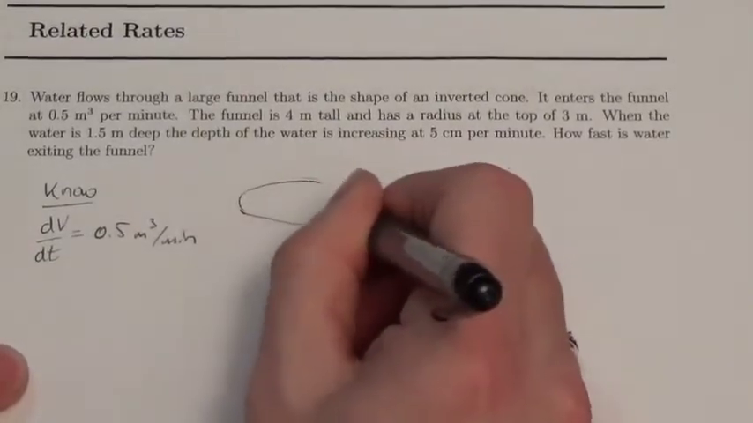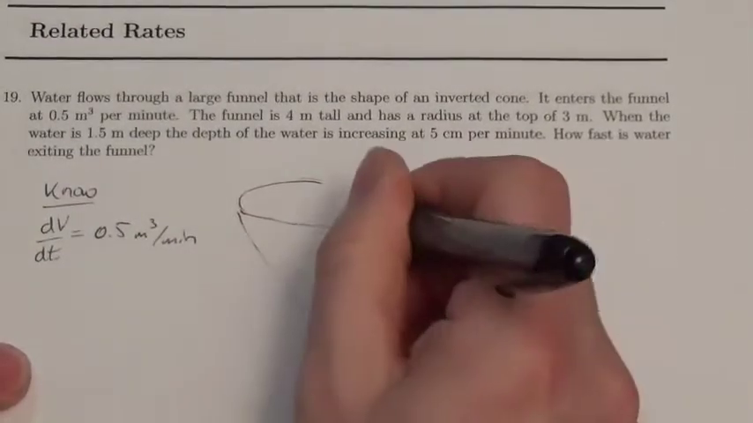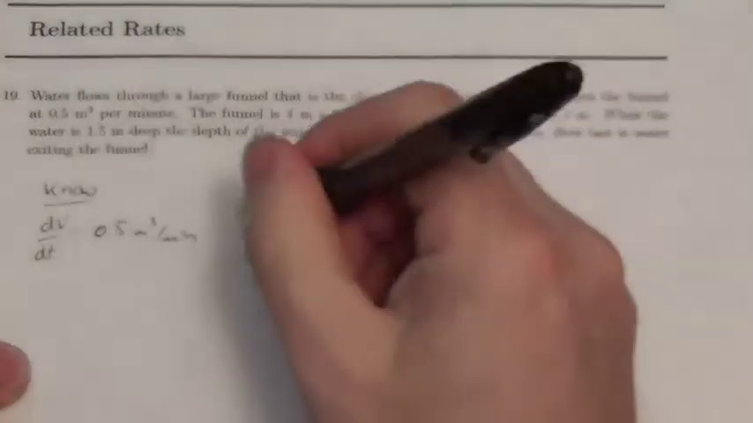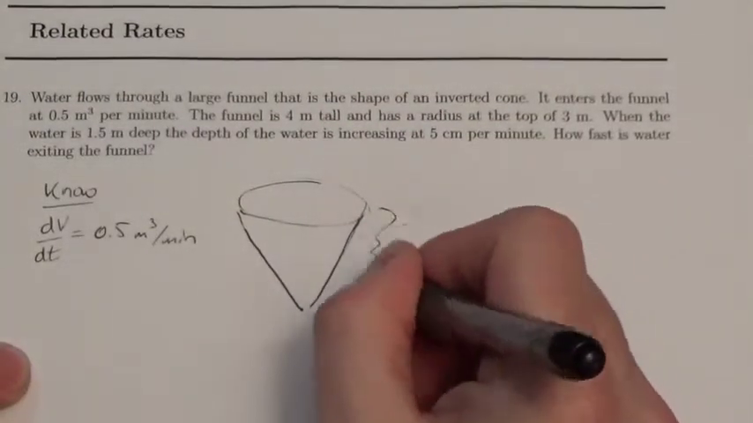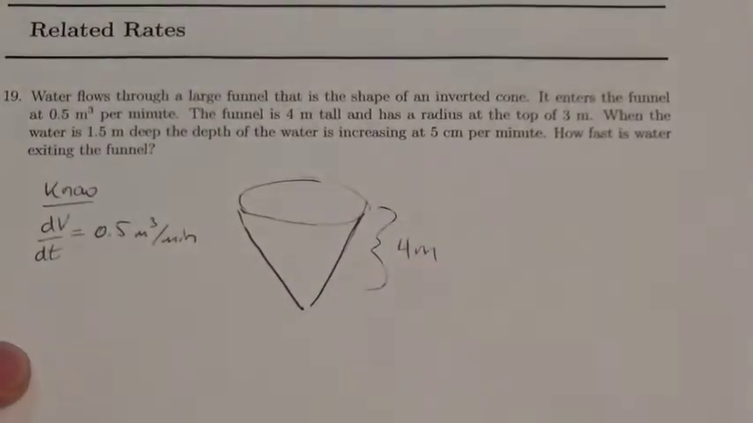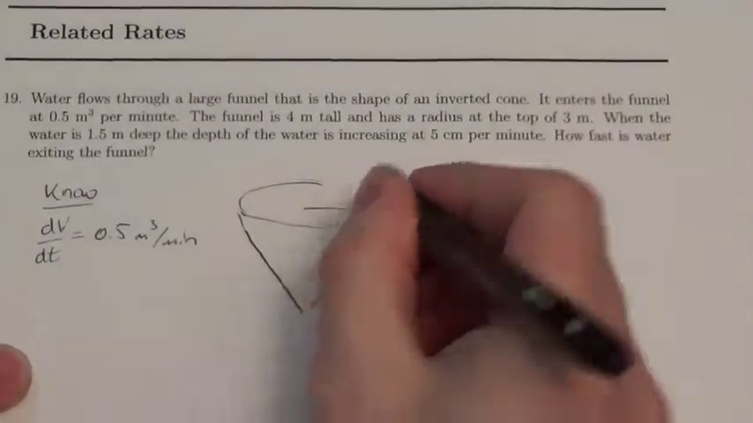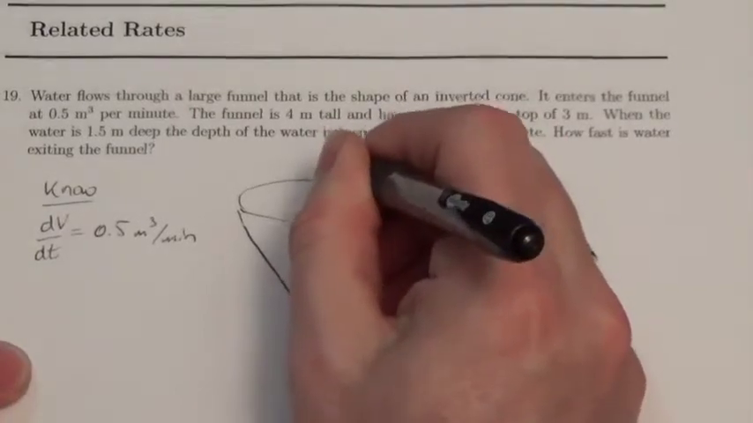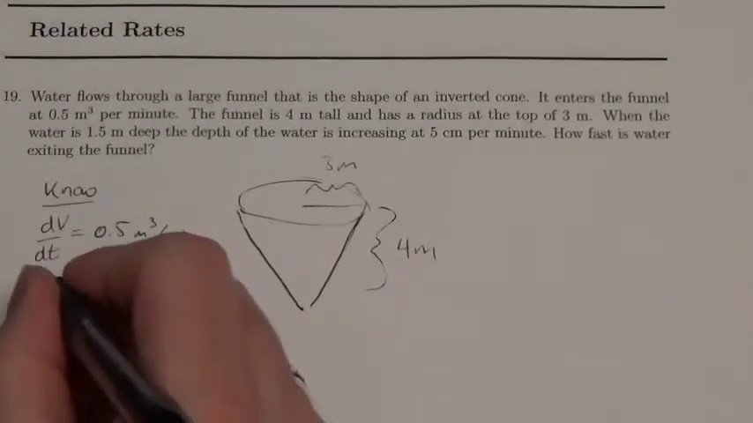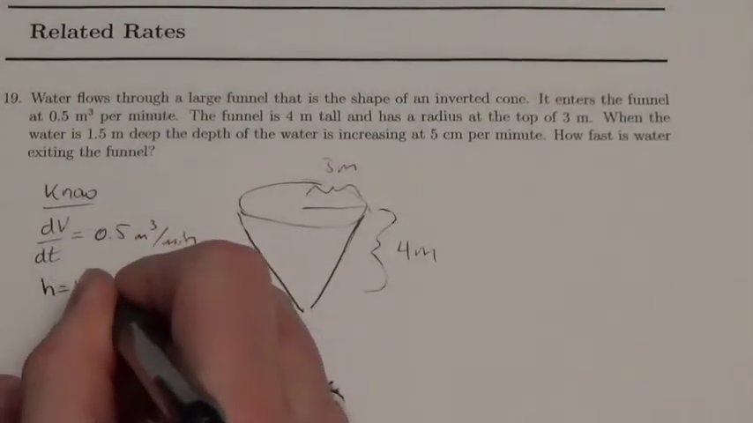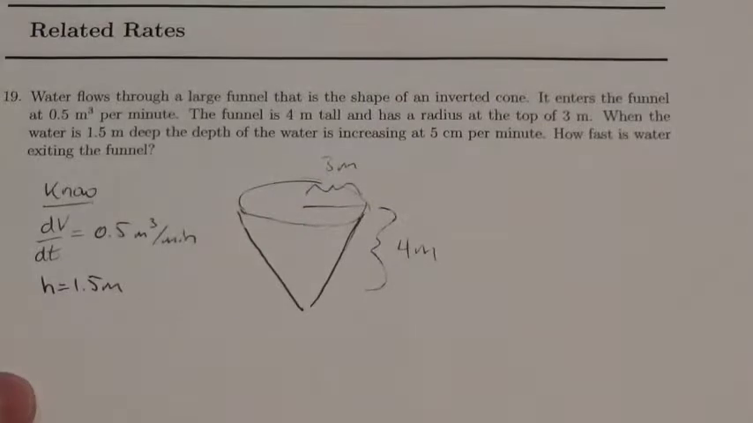Okay, so here's our funnel here. We know that's got a height of 4 meters, and the radius at the top is 3 meters. Okay, when the water is 1.5 meters deep, so we're going to have the depth of the water, the height of the water, 1.5 meters deep, the water is increasing at a rate of 5 centimeters per minute.